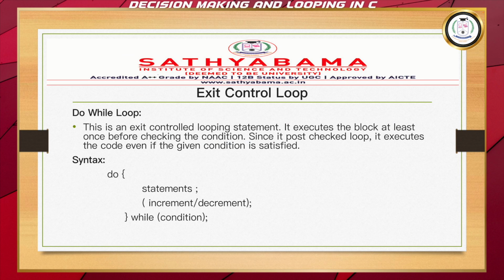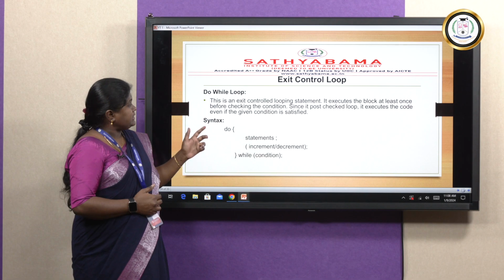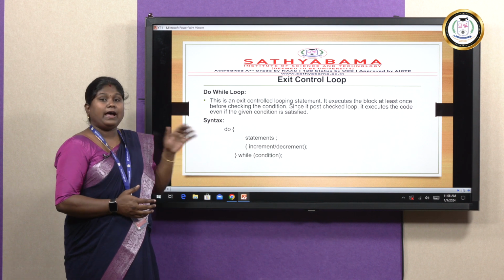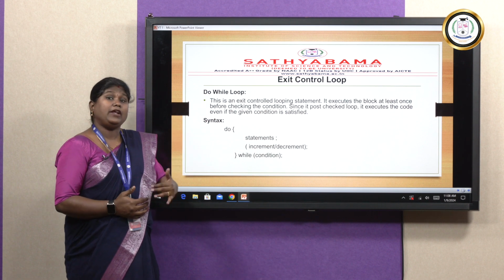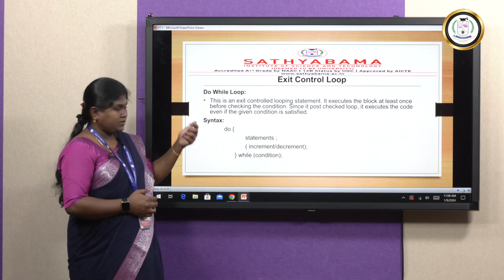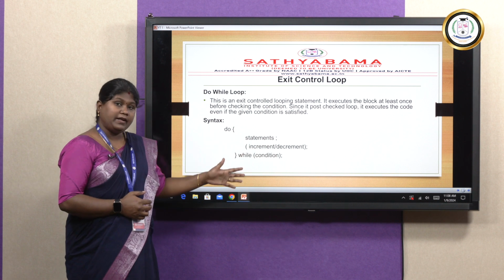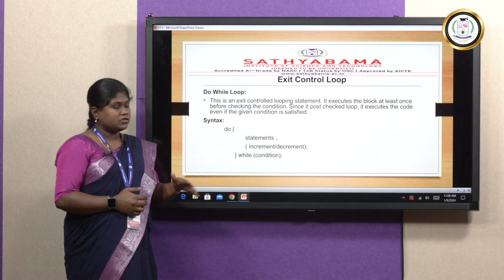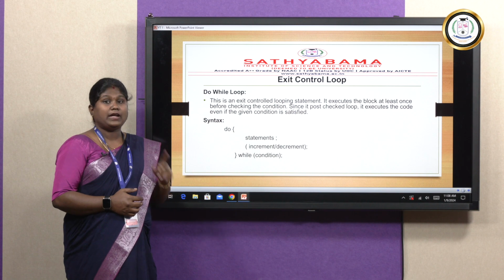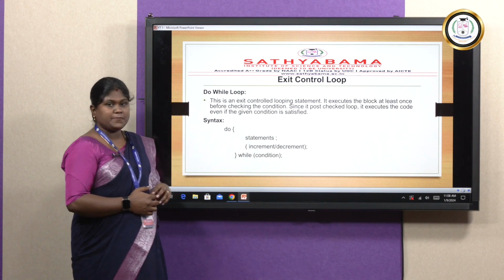And next comes the exit control loop, and we have do while in the exit control loop. In an exit control loop, you have a block, and the condition will be checked at the end of your iteration. This is the syntax: do, you have a statement or an increment or decrement operator, and at the end of your block you have a condition. Irrespective of whether your condition is true or false, this particular block will get executed at least once.